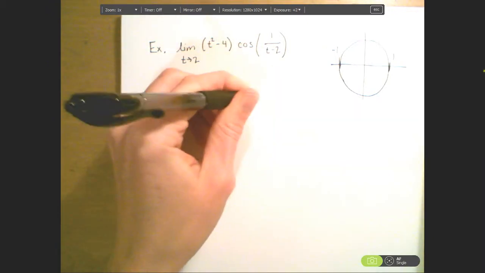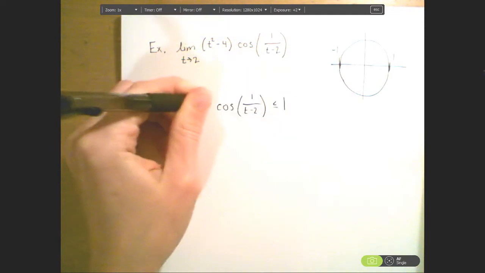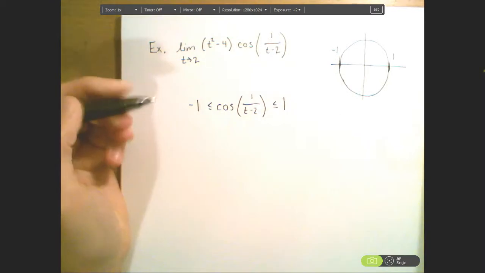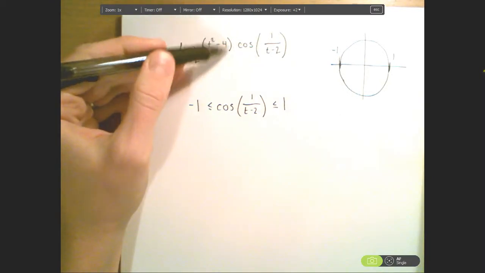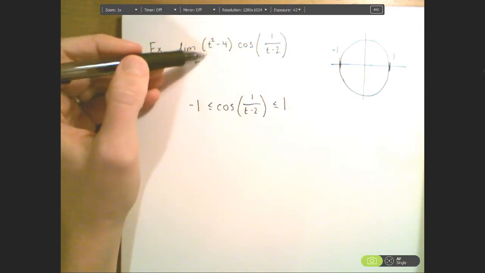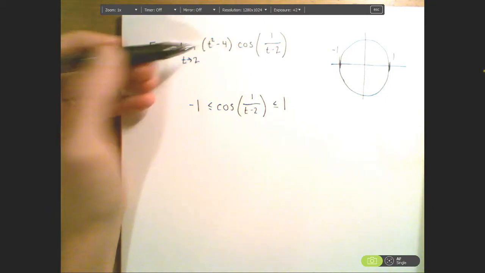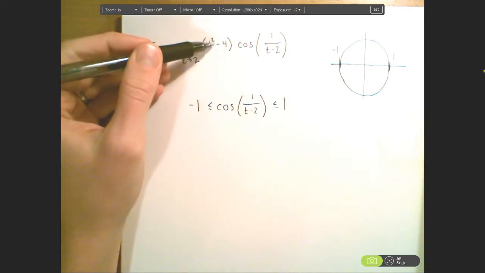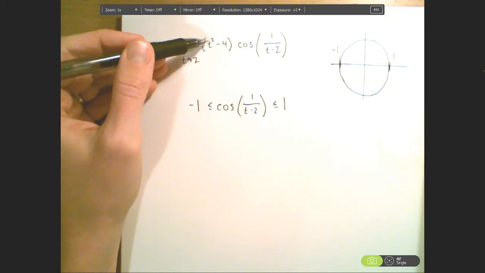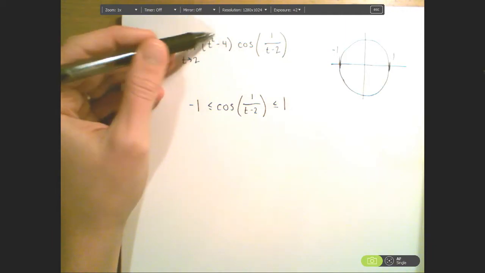If my cosine of 1 over t minus 2 is always bounded between 1 and -1, I'm going to multiply by t squared minus 4. Careful though, because t squared is always going to be positive, but t squared minus 4 is not always positive. In fact, t squared minus 4 is going to take on a negative value for values where t is between -2 and 2. So we're going to have to look at this in terms of a piecewise squeeze theorem.